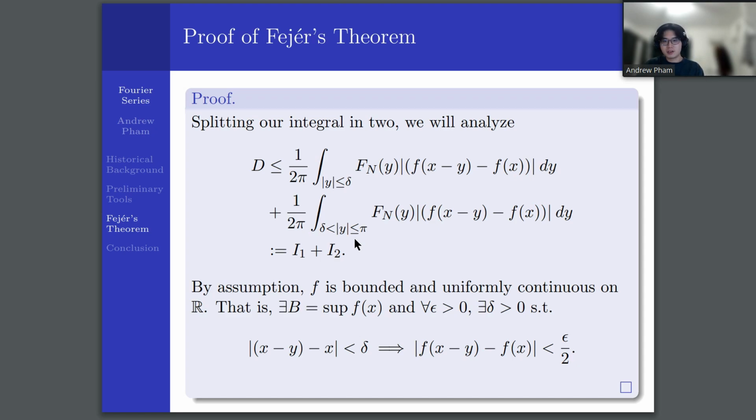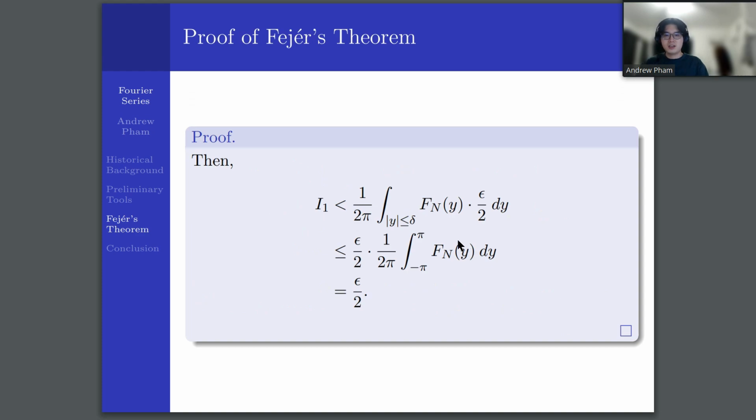And for all epsilon bigger than 0, there's going to be some delta such that the distance between x minus y and x being less than delta implies that the distance between f of x minus y and f of x will be less than some epsilon over 2. This is very good for us because we can directly apply this to I1 automatically, as you can see here.